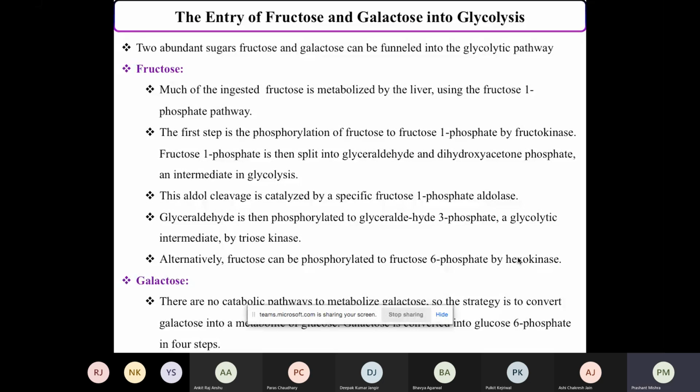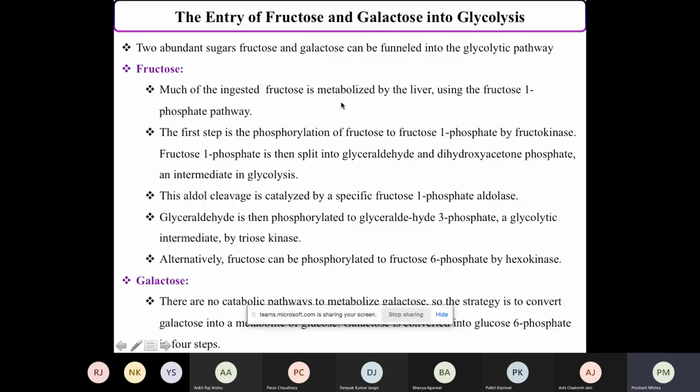But what happens? Fructose and glucose differ in terms of their Km. If I say the Km of fructose is very high compared to glucose, what will happen if glucose and fructose are present in equimolar amounts? Glucose will be utilized. Unless complete glucose utilization happens, fructose will not be utilized. So fructose will remain unutilized. And that's why you have a different pathway by which fructose can be metabolized.